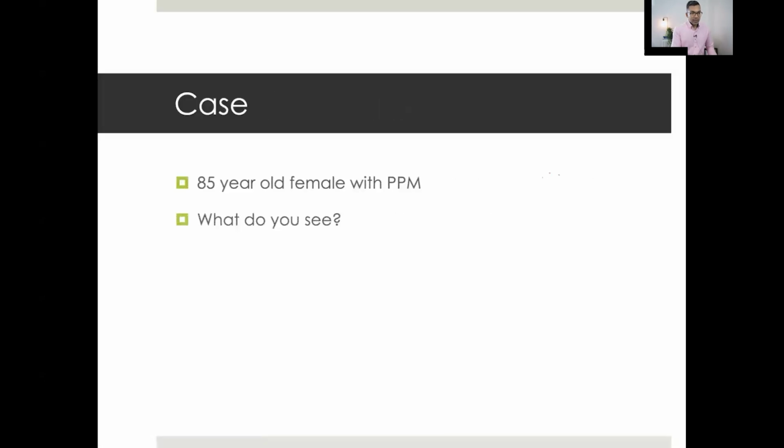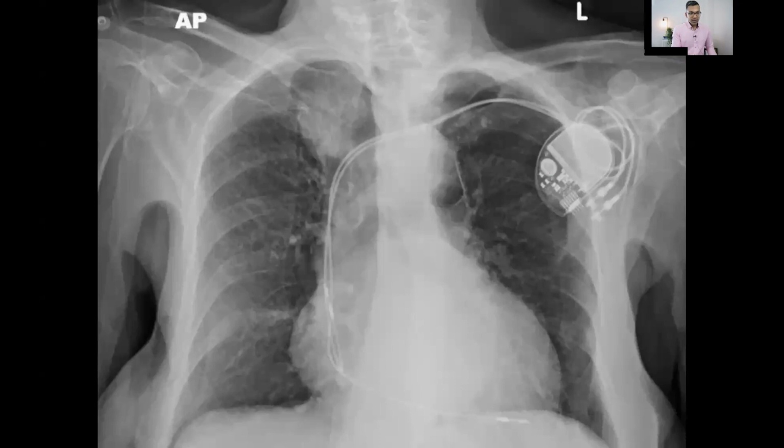85-year-old female with a pacemaker. What do you see? What do you make of this? Everyone have a go at talking out loud all the findings that they can see on this chest X-ray. And next person I'll go to. If anyone who's got their cameras off wants to be asked questions, just put an exclamation mark next to their name, and I'm happy to ask them as well, but otherwise I'll go back.